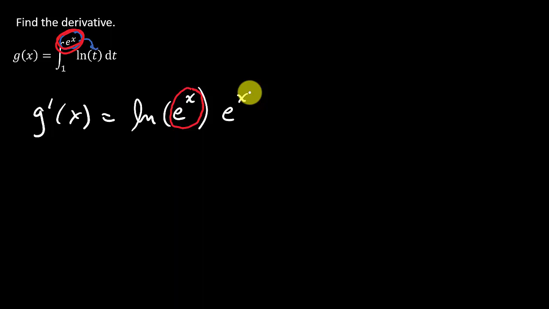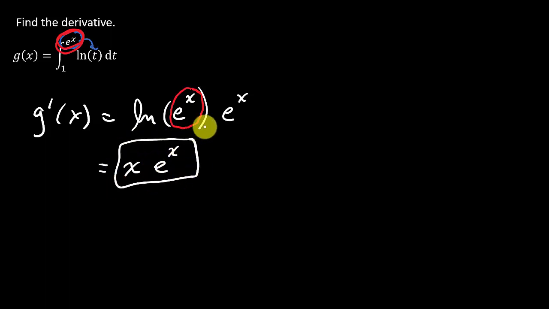Okay, and we can simplify this some more. Well, what's natural log of e to the x? Well, that's just x, right? Times e to the x. And there's your answer. Okay.